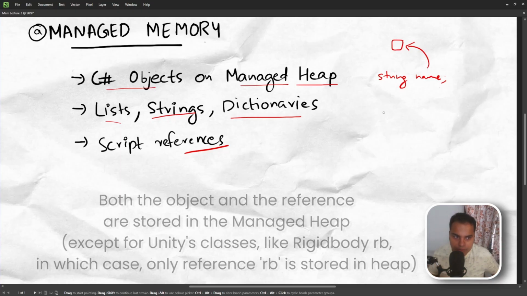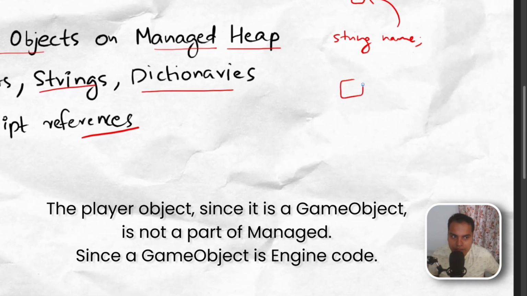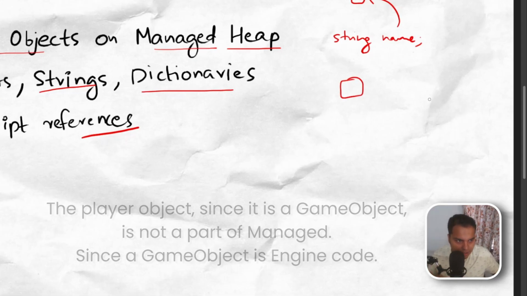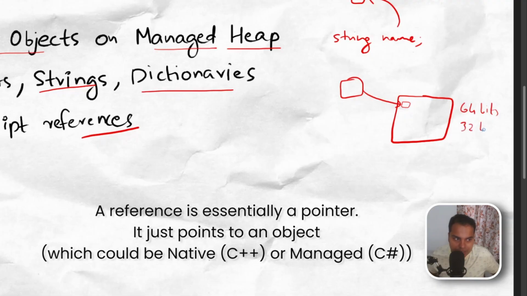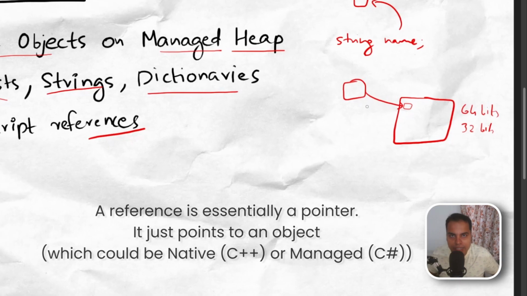If you don't know what an object is, let's say this is the player. The player itself is an object. But let's say there's another class that references the player. So let's say there's a player manager, and the player manager will have a reference to the player. Okay. If you have a 64-bit machine, this reference is going to be 64 bits or 8 bytes. If you have a 32-bit machine, it's going to be 32 bits. Okay. This is essentially the size. So that is the reference that I'm talking about. It is inside the managed memory.